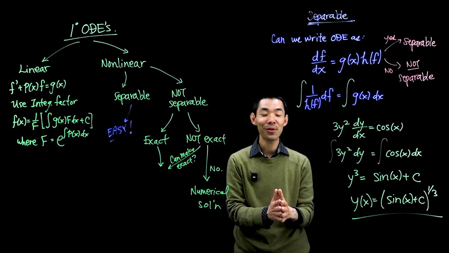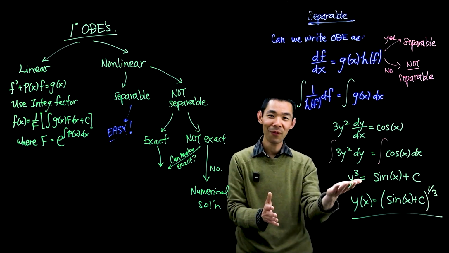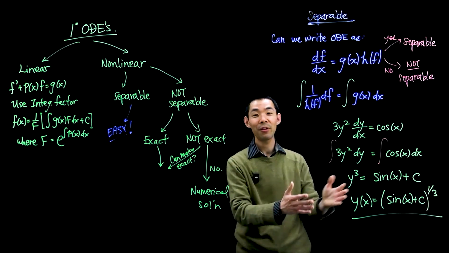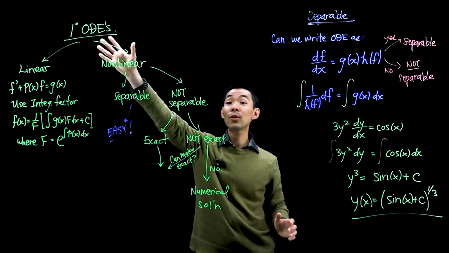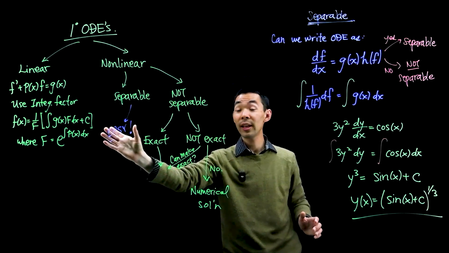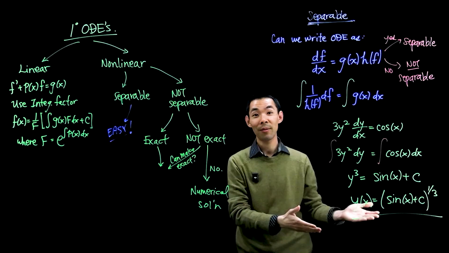In a differential equation solution, you want to be able to solve for your dependent variable as some function of your independent variable. And there you have it. So whenever you have a first-order ODE, it's nonlinear. It's not the end of the world, because if it's separable, it's very easy, just like I've shown you here.